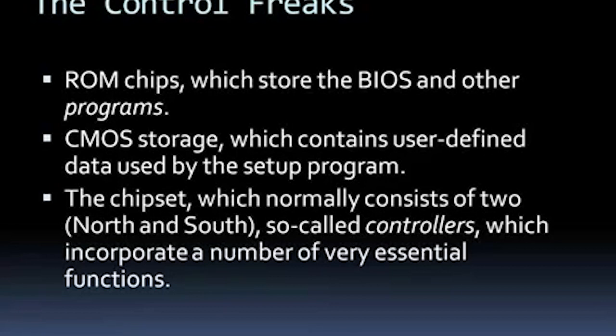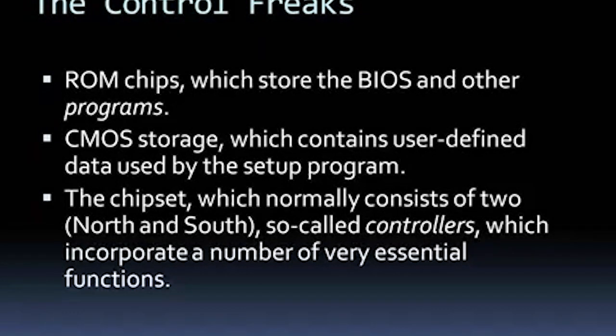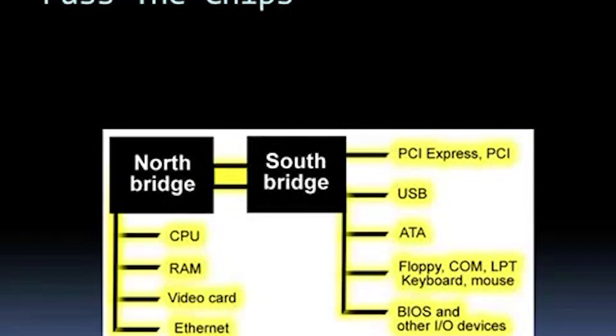The chipset normally consists of both a north and a south bridge. These are called the controllers, which incorporate very essential functions, and we'll look at these a little bit. Okay, the north bridge, as you're going to see, is dealing with the CPU, the RAM, the video card, the network card or Ethernet. So these are high volume, high speed.